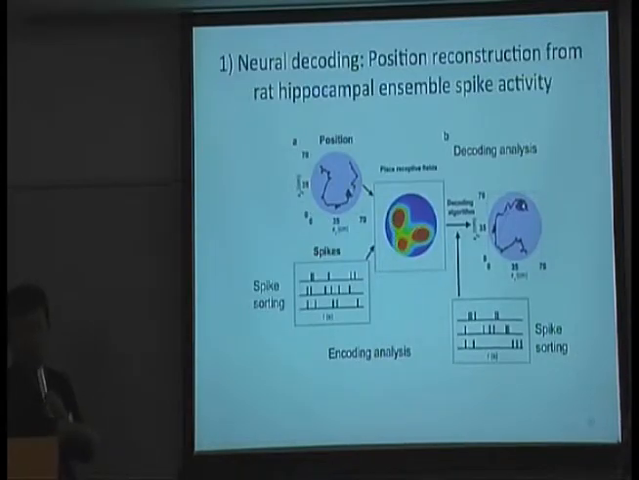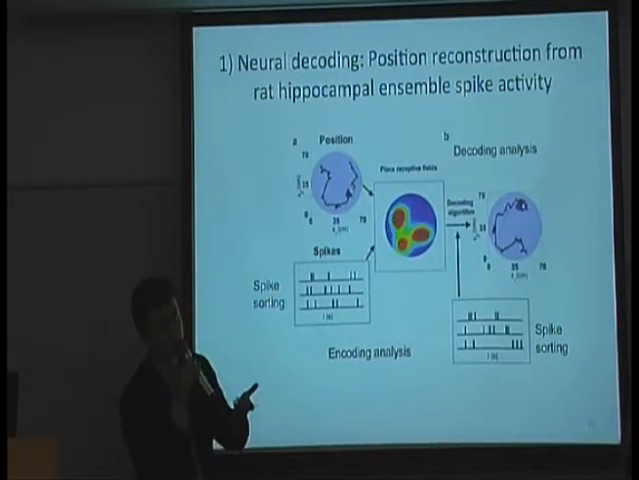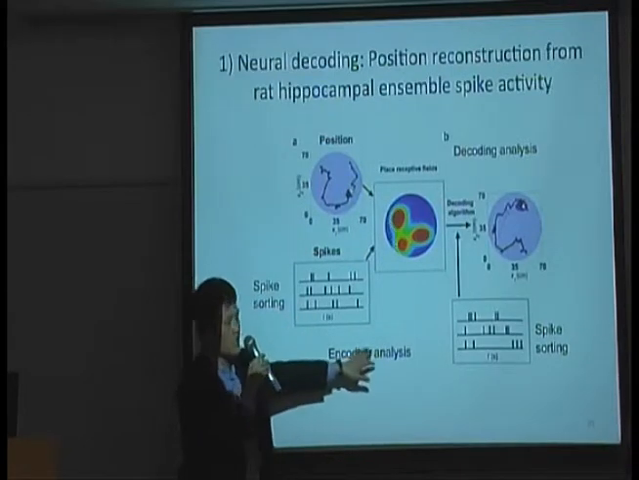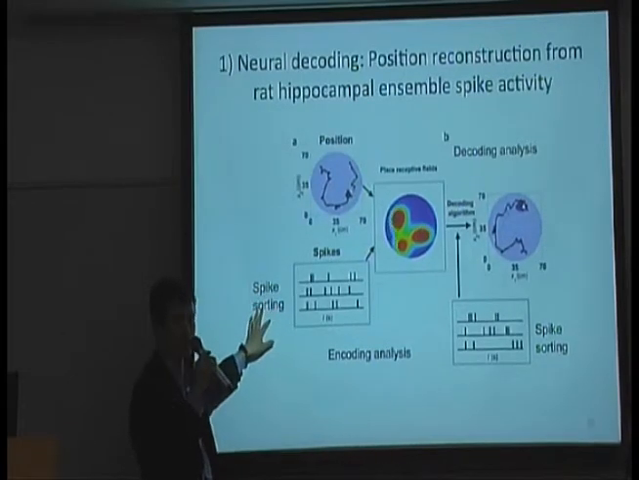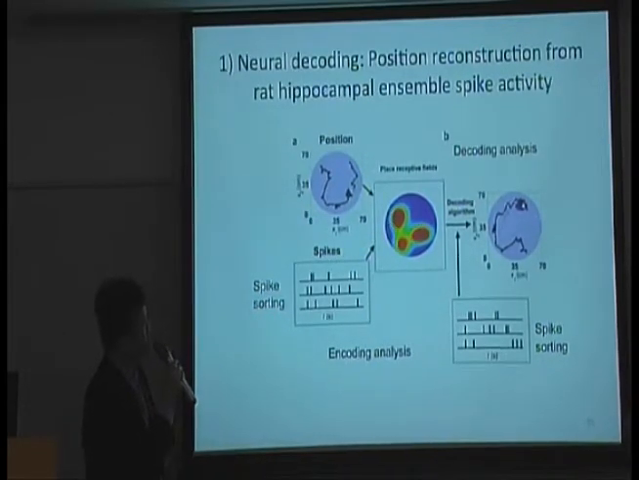The first example, I think I already told you a little bit yesterday, involved hippocampus decoding. In this example, you have the rat navigating in an open field 2D environment. The typical procedure in the literature is that you first collect some training data, and you do some encoding analysis. By encoding analysis, you're already assuming the spikes have been sorted. So this is the standard approach.